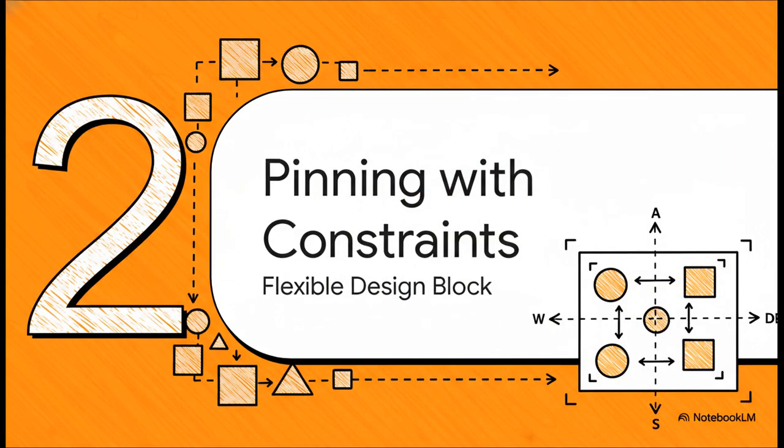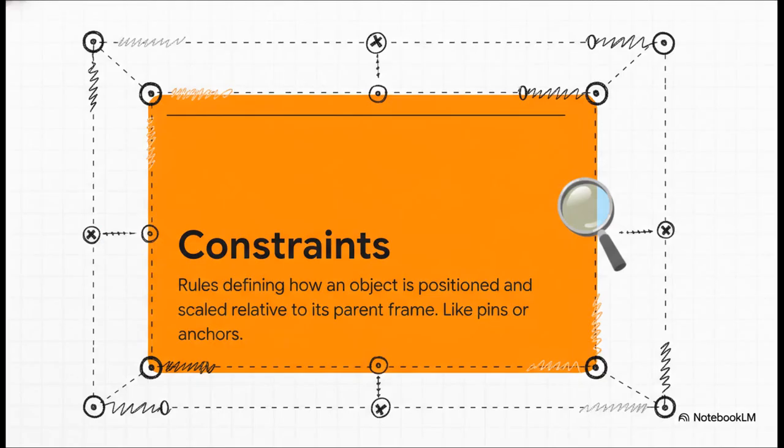So let's start with the foundation: constraints. This is our first and maybe most fundamental tool for creating flexible designs. Think of it as telling individual objects exactly how to behave when their container, their parent frame, changes size. So here's the key idea. Constraints are basically a set of rules that anchor an object to its parent frame. You're literally telling an element, hey, I want you to stay exactly this far from the top, or you need to always stick to the right edge no matter what.